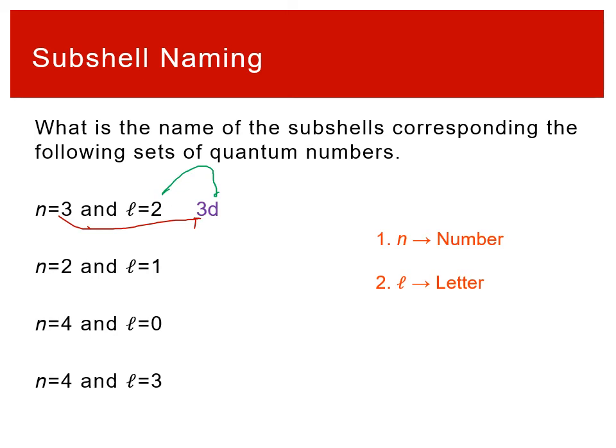N equals 2 and L equals 1, well, we just keep that number for the number, and then we just need to interpret L equals 1. And L equals 1 is P, so that is a 2P. N equals 4, we keep the number. We need to interpret L equals 0, so that is S. So this is called 4S. N equals 4, again, we keep that. L equals 3, we need to interpret the letter. L equals 3 is F. We note it's still 4F because the N has the same value, so that all stays the same.